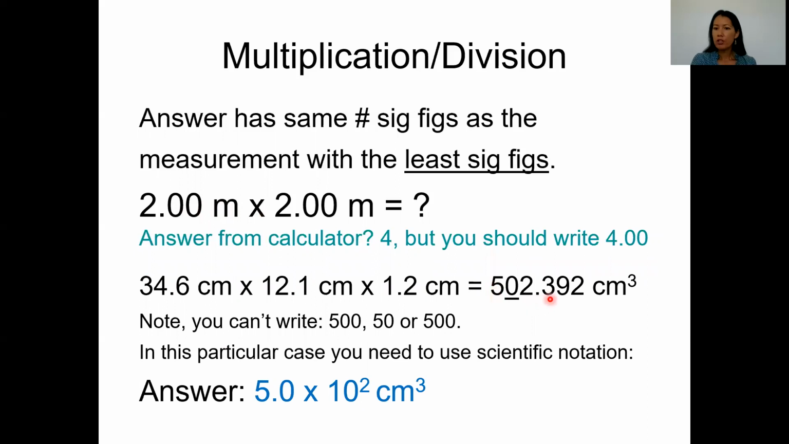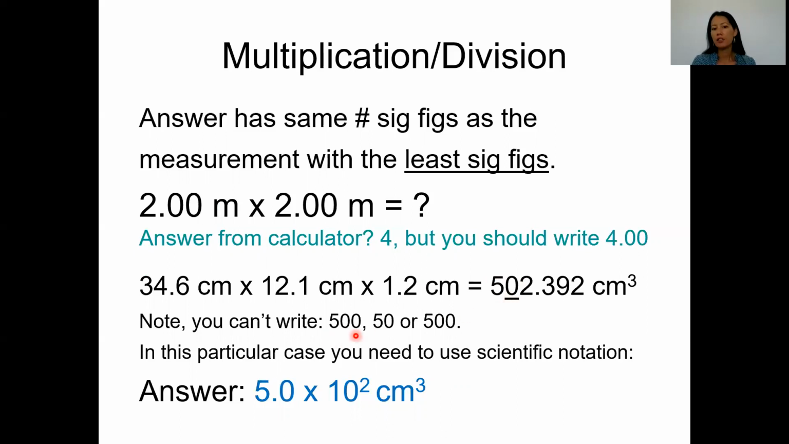You get 502.392 centimeters cubed, because centimeters times centimeters times centimeters. You're limited by 2 sig figs. So I put a line here. You could just circle it if you want. How do you reflect 2 sig figs?